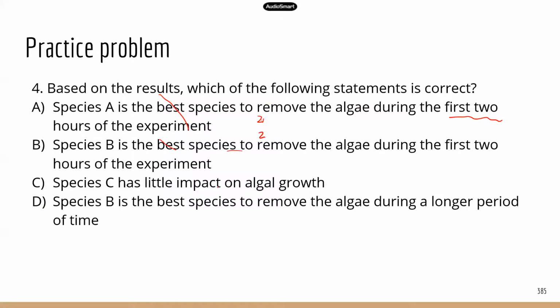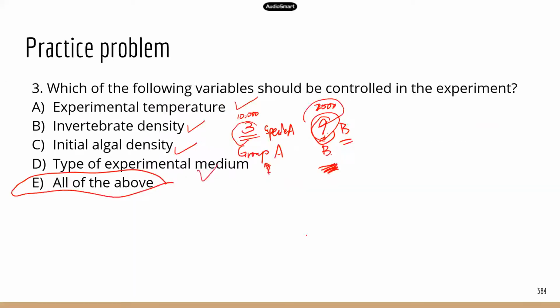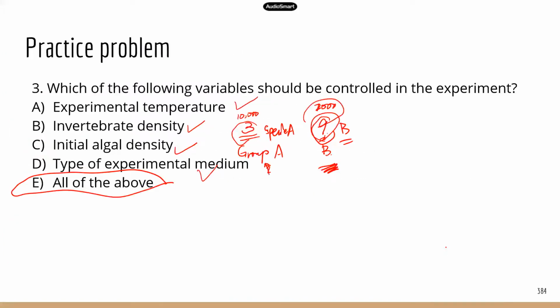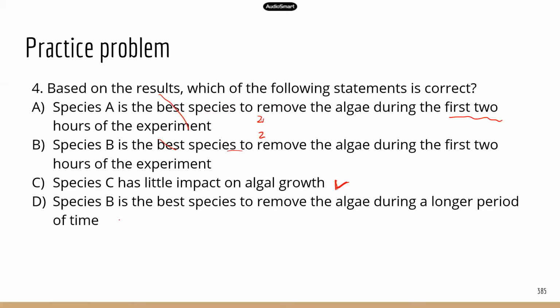Species C has little impact on algal growth. That's what's shown in the data, right? After 12 hours, the reduction in density is 0. So this might be the correct answer. Species B, the best species to remove the algae during a longer period of time. That's also correct, right? If you can see, after 12 hours, B is leading both A and C. So this statement is also correct. Now I should make this select all that apply, because we do have multiple answers. Select all that apply.